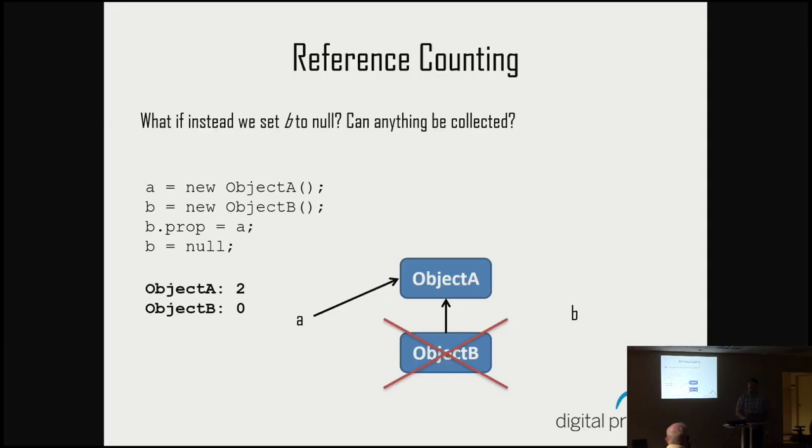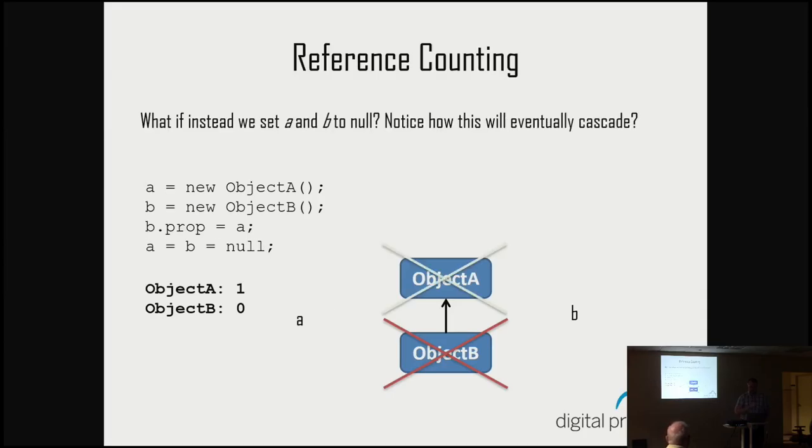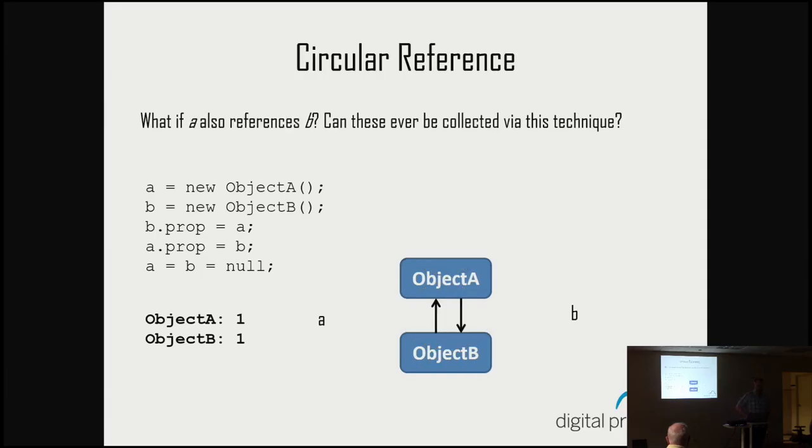So if I get rid of my reference to A, now everything can disappear. The moment I have no references to everything, everything can go away. And that is the essence of what we want to accomplish in garbage collection. I'm going to get rid of the things that we don't need. Once we have things that we don't need anymore, they're gone.